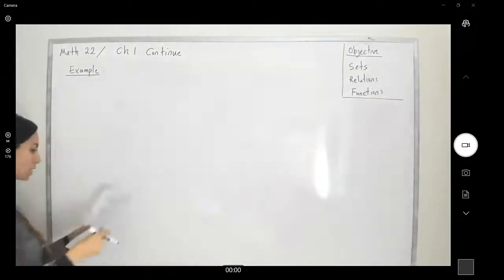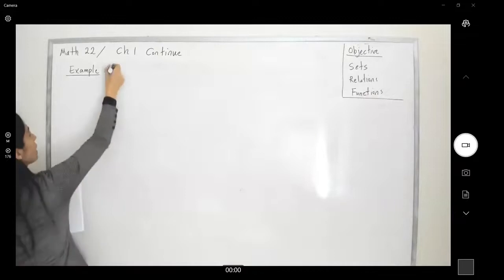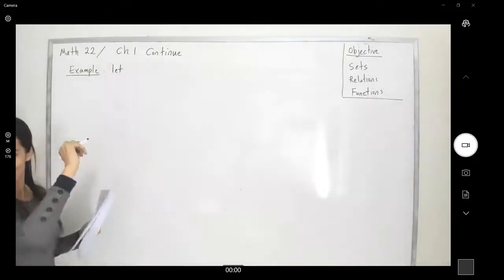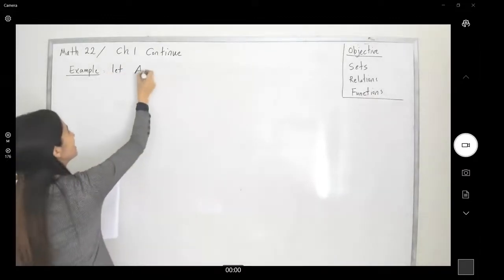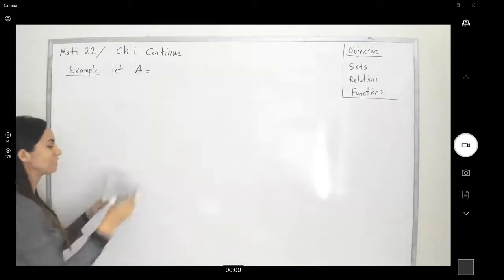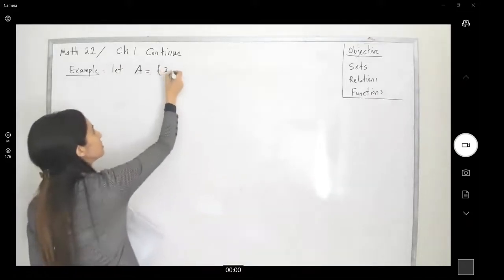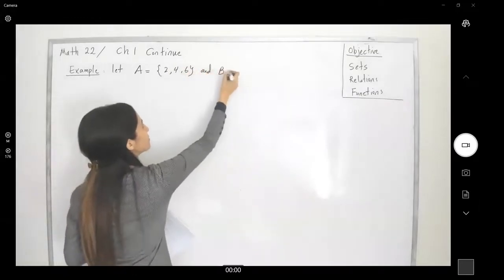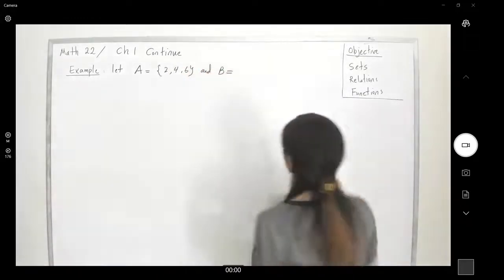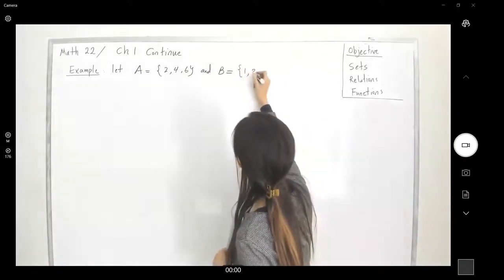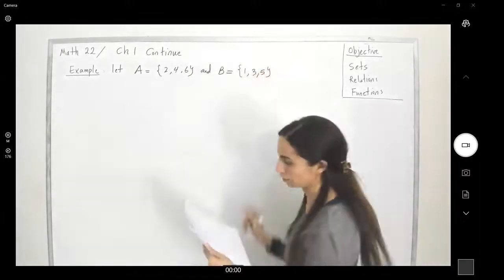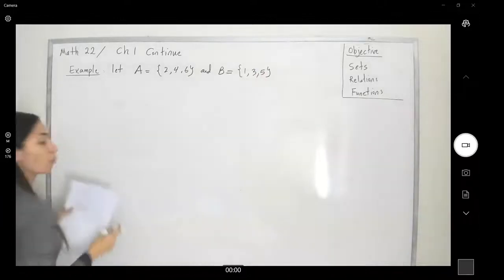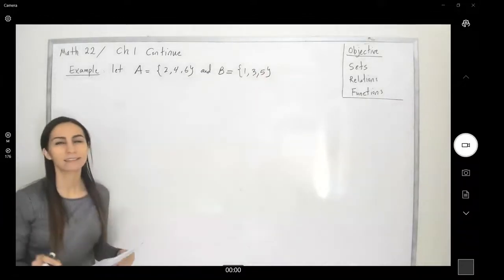For example, the question says, let A be the set including 2, 4, and 6, and B be the set including 1, 3, and 5. Which relation is a function?